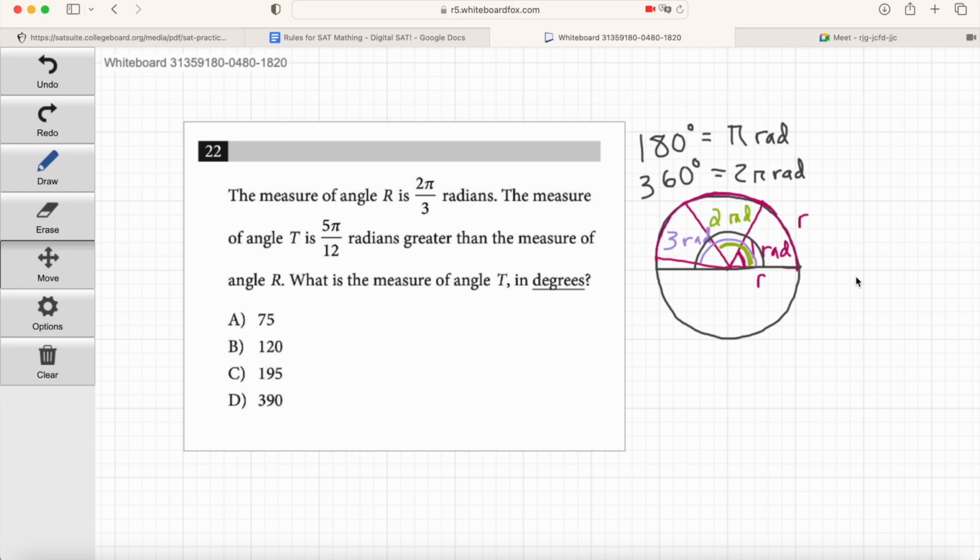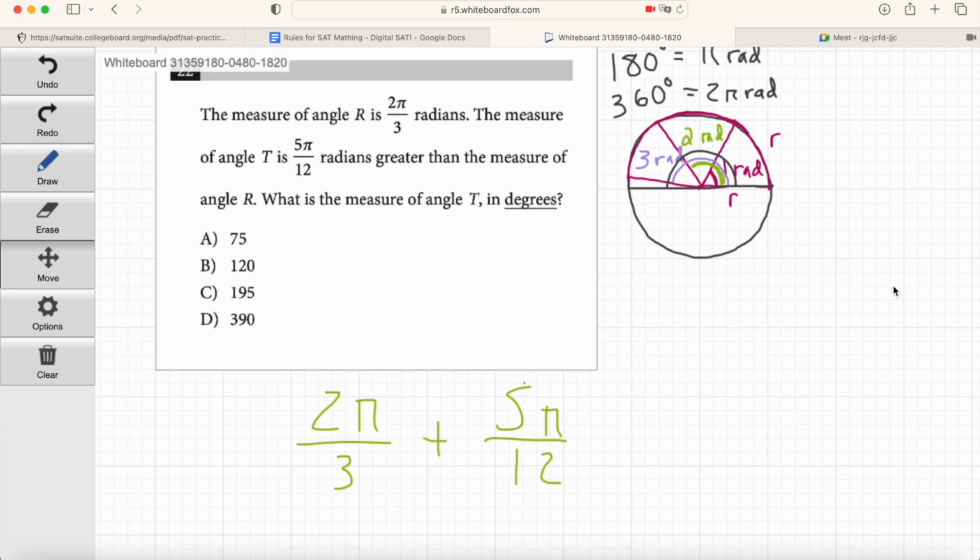I'm going to show you exactly how to do that. It's helpful to know that 180 degrees equals pi radians. That's why I wanted to show you why that works. But first, let's add up these angles in radians. I'm going to start by setting this up. We've got 2 pi over 3 radians, and we're going to add that to 5 pi over 12 radians.